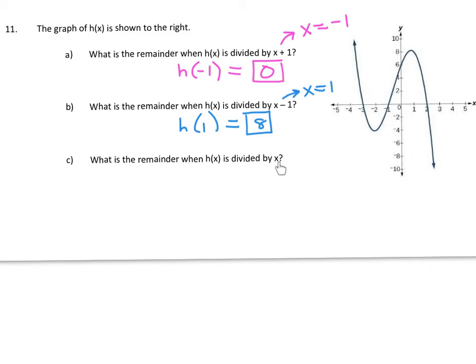All right, so what is the remainder when h of x is divided by x? Now, x has no number attached to it, but isn't x the same thing as x plus 0 or x minus 0? The opposite sign of 0 is still 0. So we're looking at when x equals 0. We're looking for h of 0. When x equals 0, what's the y value of the function? Here's where x equals 0, and the y value of the function right there is at positive 6.